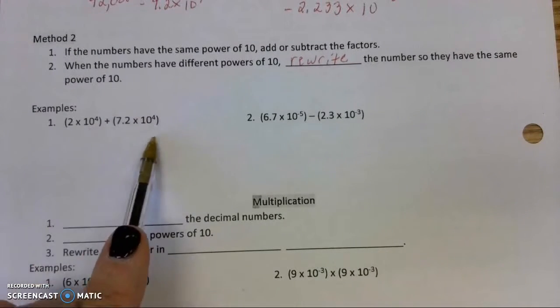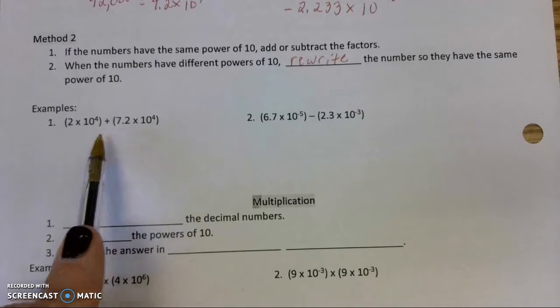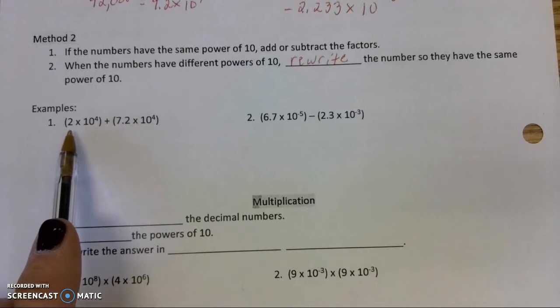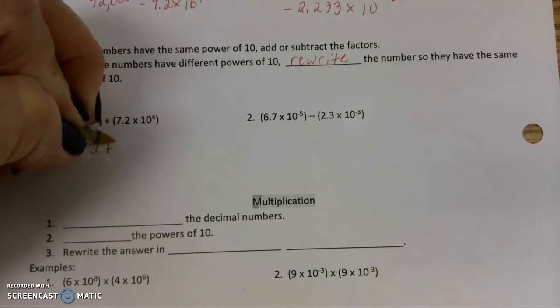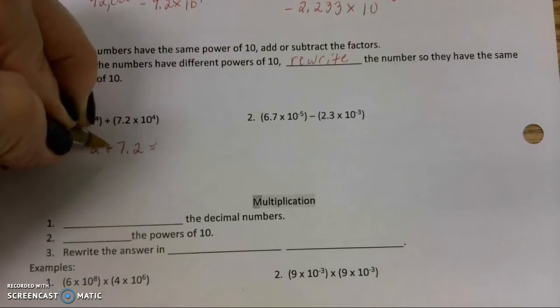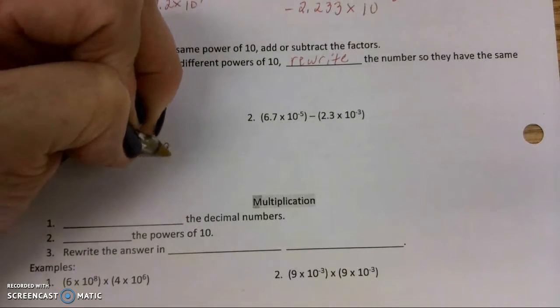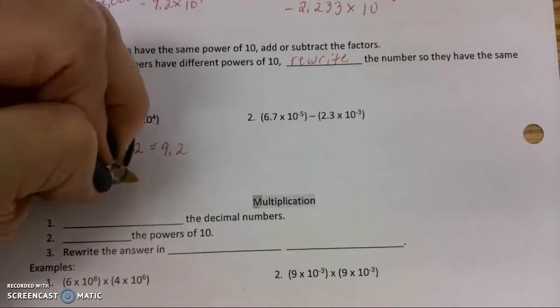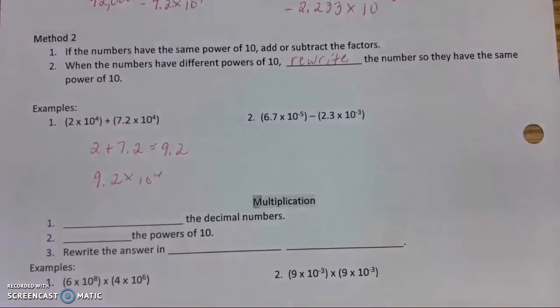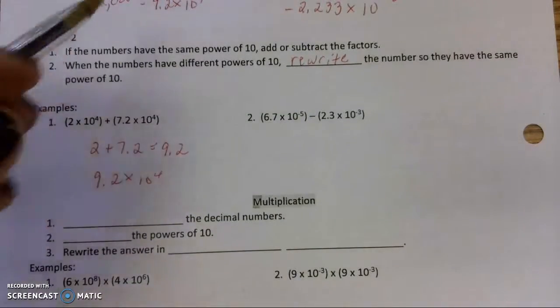All right, both of these are raised to the 4th power, so all I need to do now is simply add 2 and 7.2. 2 plus 7.2 is 9.2, and 9.2 times 10 to the 4th power. Okay, and notice we got the same answer.